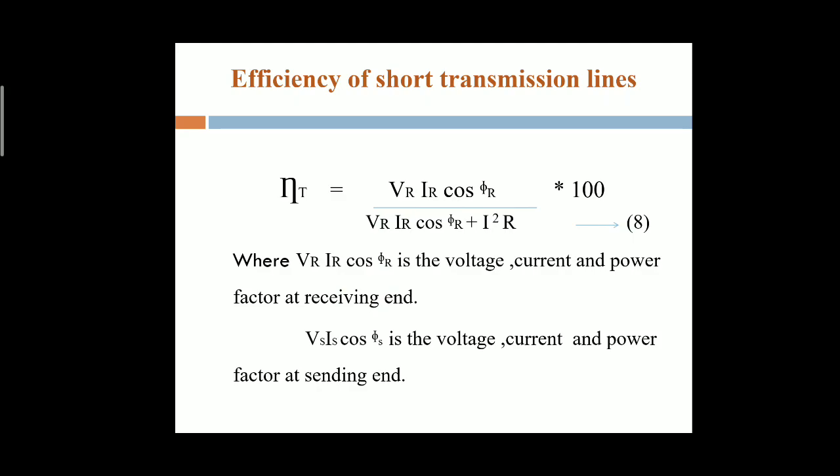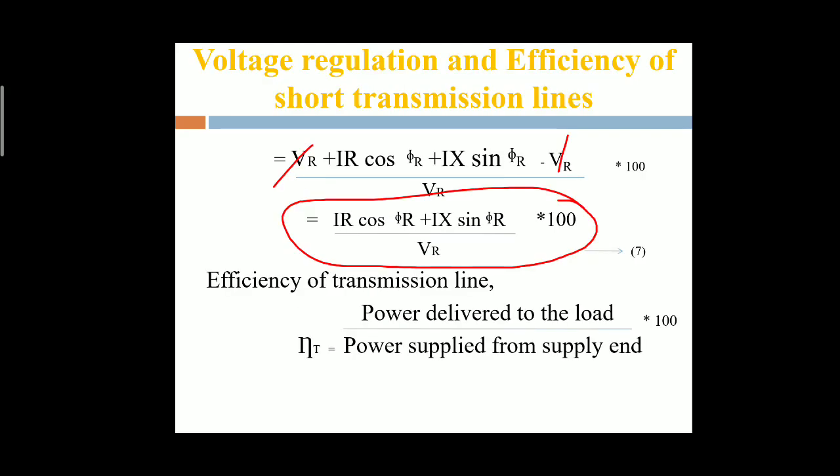By using this efficiency formula and this voltage regulation formula, we calculate what amount of voltage drop there is, what the percentage voltage regulation is, and what the efficiency of that transmission line is. That will be easily calculated by using these formulas.